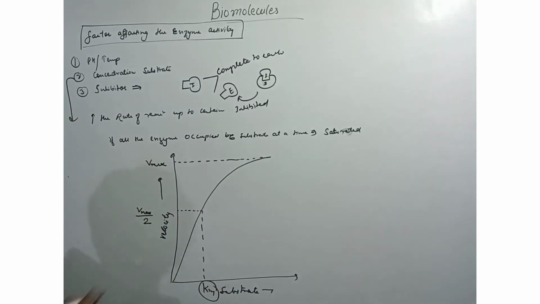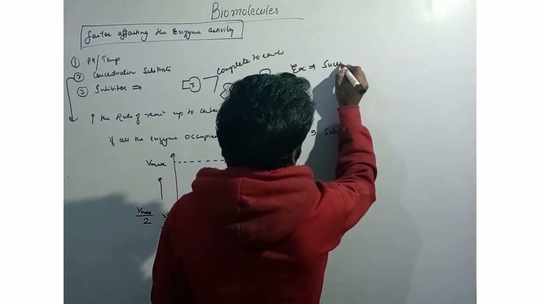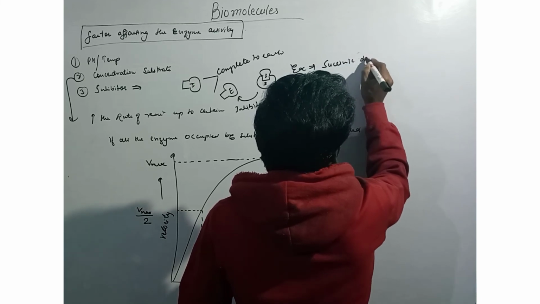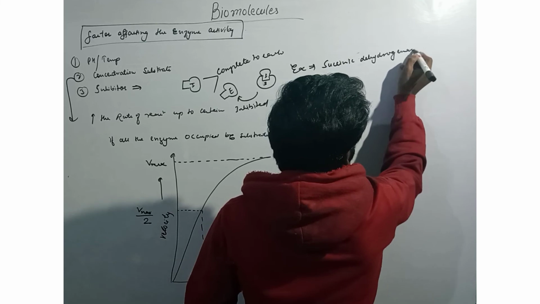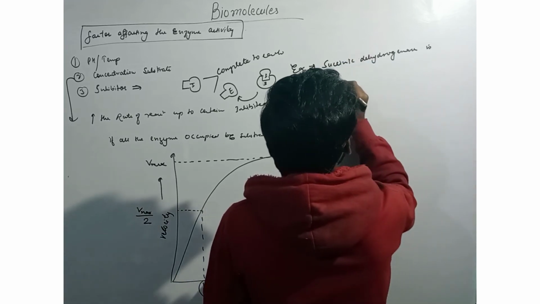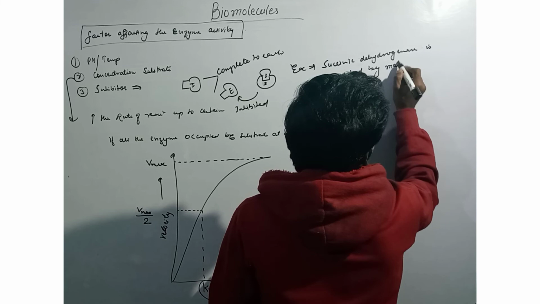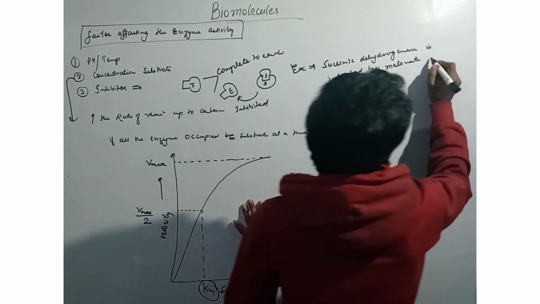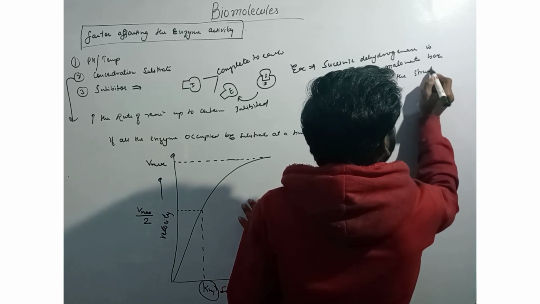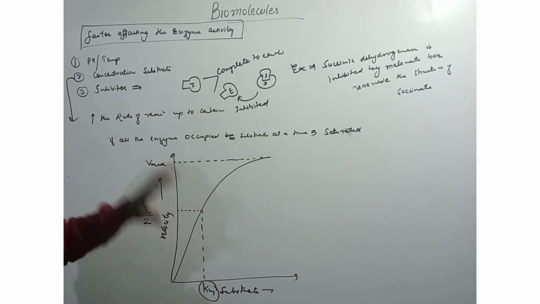Now for example, let's see, succinic dehydrogenase is inhibited by malonate, because it resembles the structure of succinate. Okay, this is how the inhibitor works.